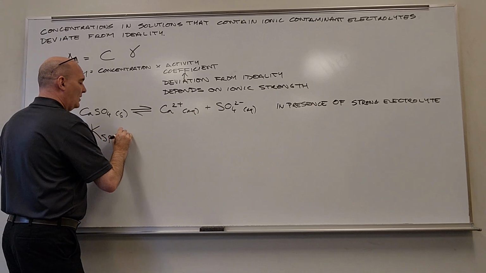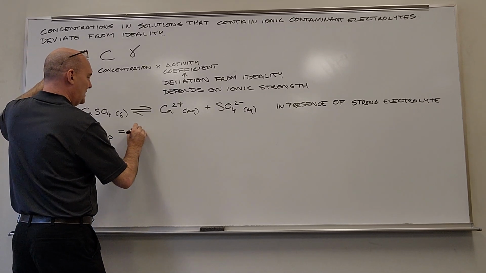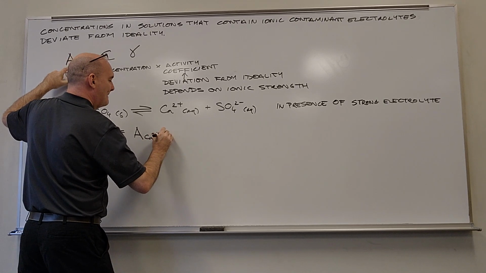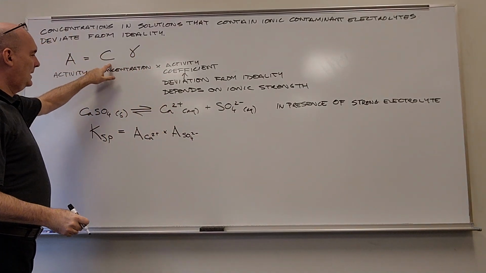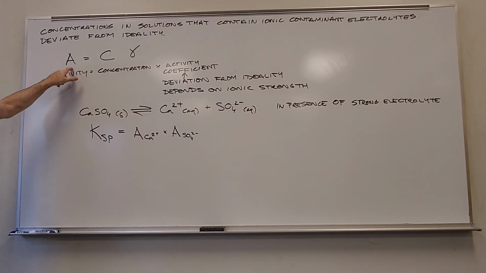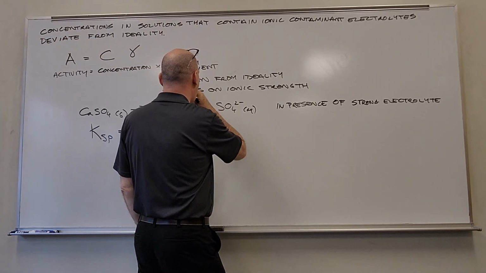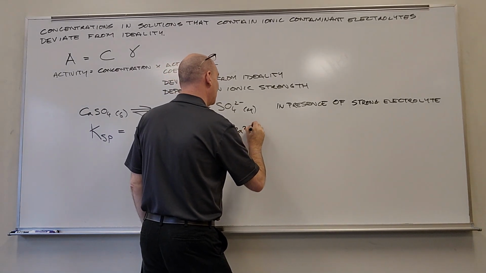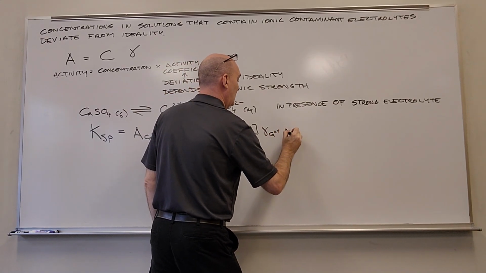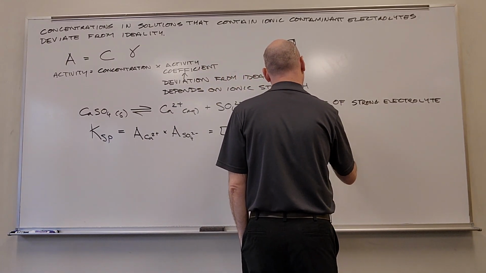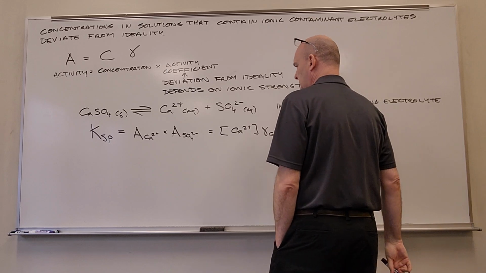All right, so the KSP is now this number: the activity for the calcium 2+ multiplied by the activity of the sulfate. Well, not a problem, because I can just use my concentrations and this modifier. So that is just what I already knew, the calcium 2+ concentration and then the gamma specifically for calcium 2+, multiplied by the concentration of the sulfate and the gamma of the sulfate.